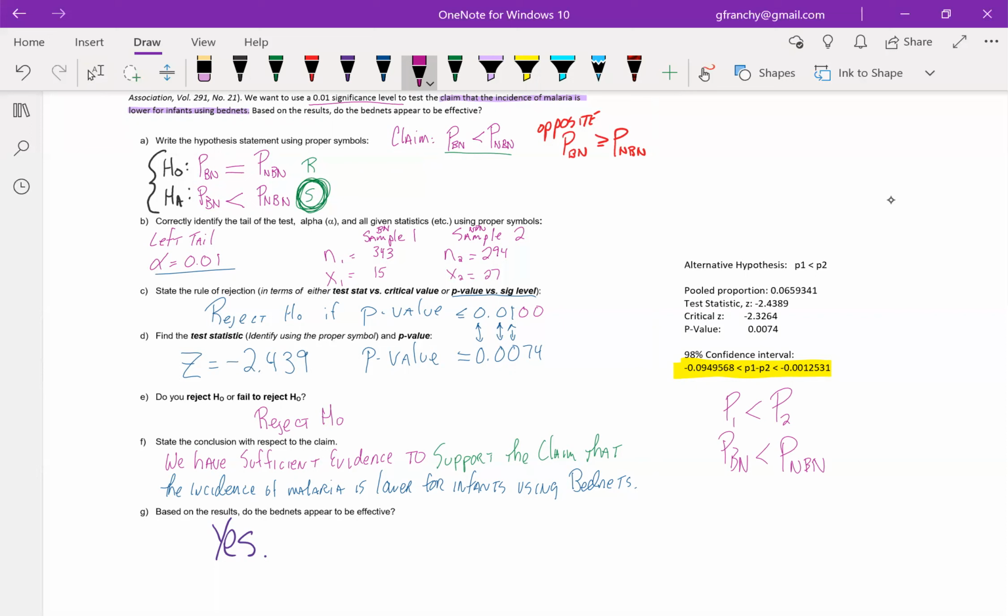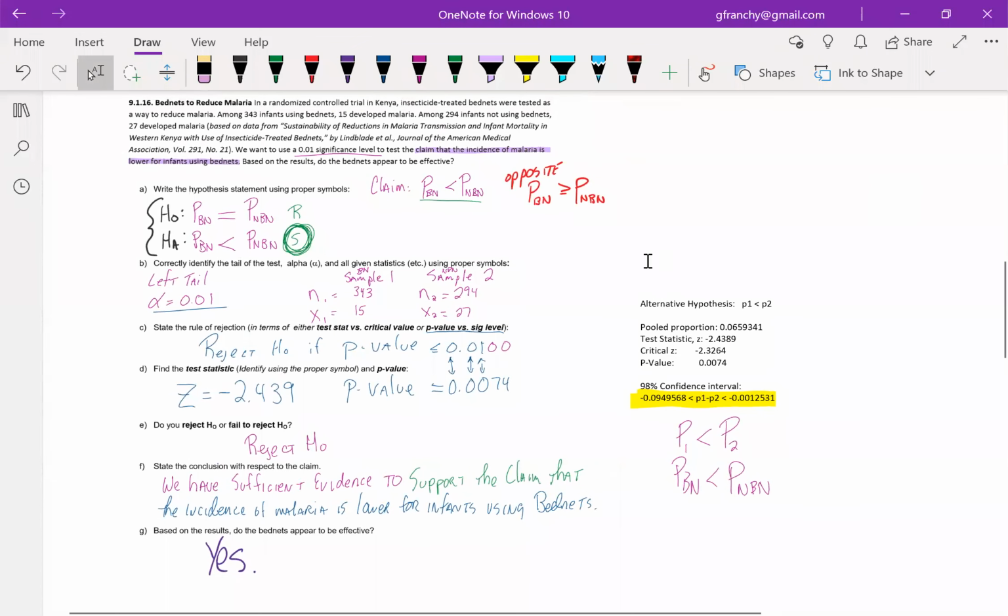The number that we're looking for in terms of the confidence interval, in terms of rejecting, failing to reject, typically is the 0. Our confidence interval doesn't contain 0, and 0 is the case where these things are equal. So the idea that these two proportions are equal, that seems to contradict that. So that is number 16 from chapter 9, section 1.